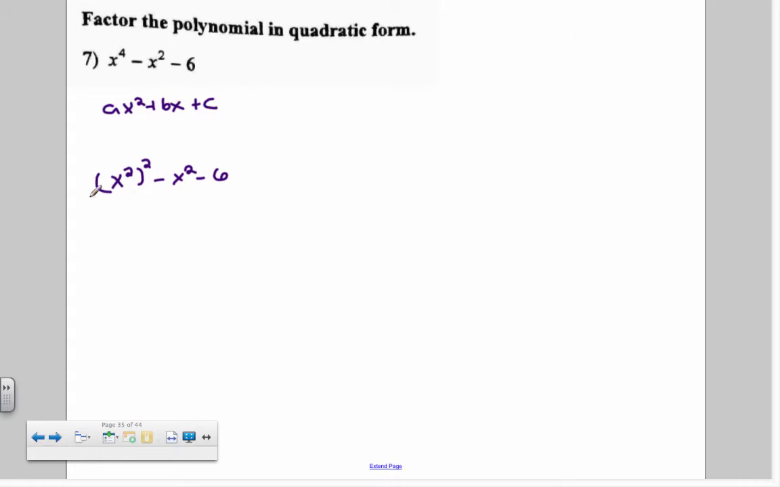Because our a is 1 in this case, we're going to find two numbers that multiply to give me c, which is our negative 6, but add to give me b, a negative 1. So multiply to give me c and add to give me b. I'm going to think about those numbers for a second here. So I'm going to think about the factors of negative 6.